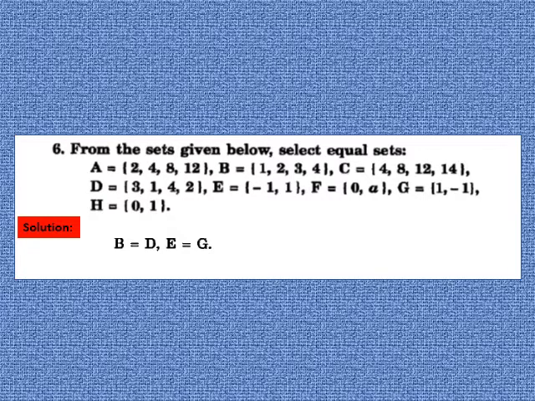G. Now F is {0, A}. Now {0, A} is not there in any other set. So F is not equal to anyone. G is already done. H is {0, 1}. So again {0, 1} is not there in any other set. So we have only two pairs. First is B is equal to D and second is E is equal to G. With this, exercise 1.2 is finished.